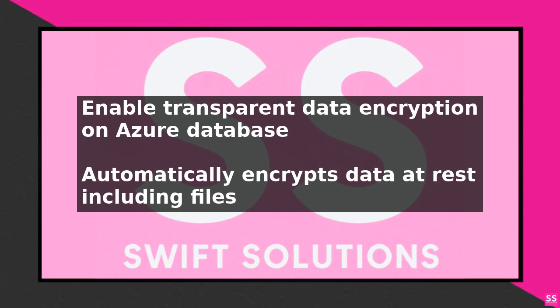Next, configure Azure SQL to use a secure connection. This ensures that data in transit is encrypted. To do this, make sure the connection string includes the encrypt property set to true and the trust server certificate property set to false. This will ensure that the connection is encrypted and the server certificate is validated.